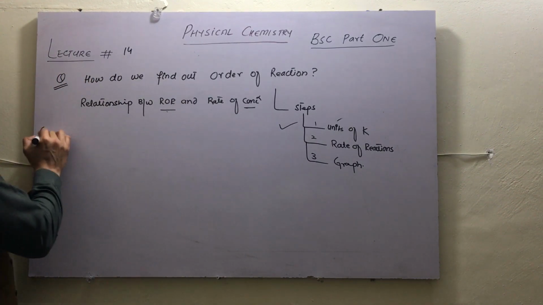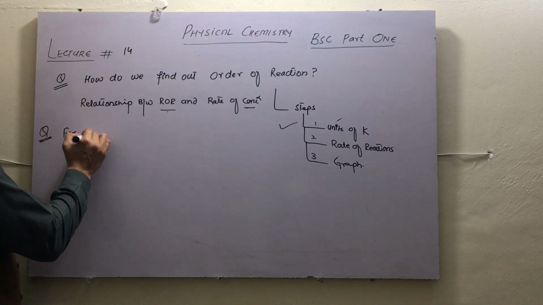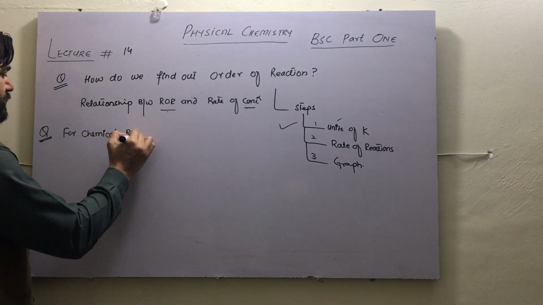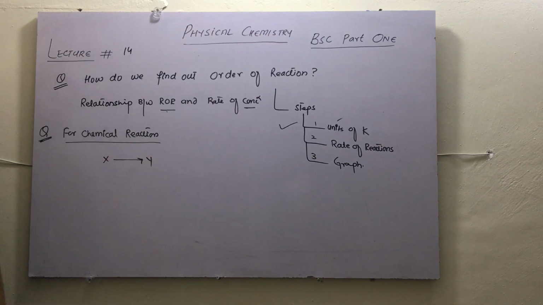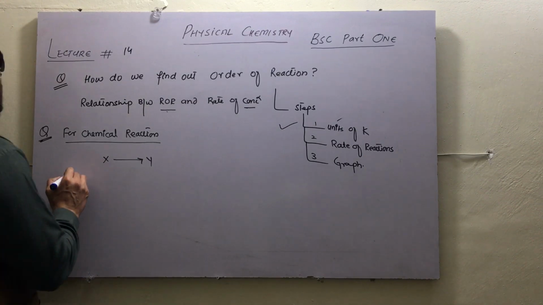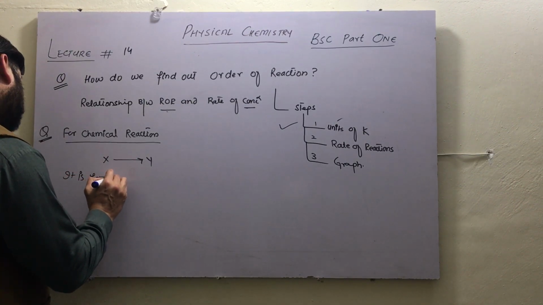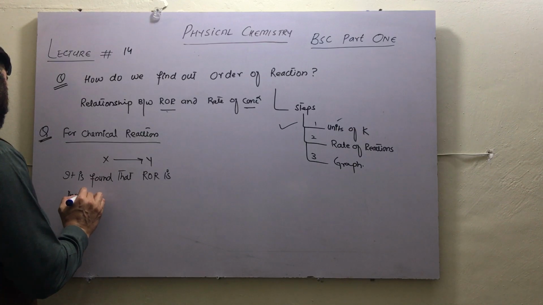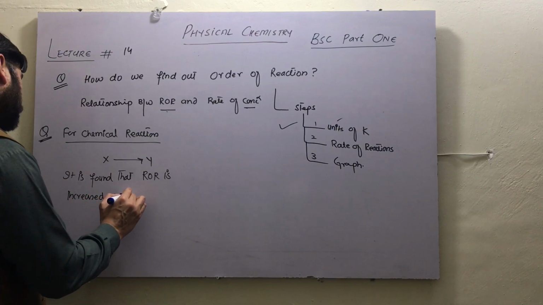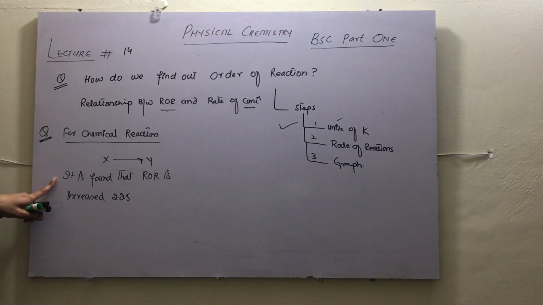Suppose a question is here. For a chemical reaction, X is getting converted into Y. It is found that the rate of reaction is increased by 2.5 times when the concentration of X is increased.